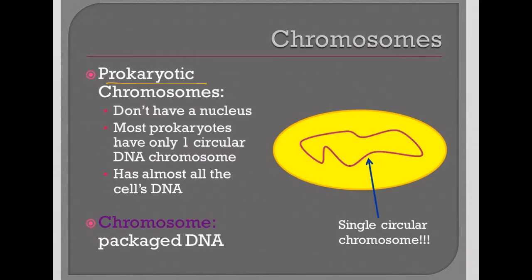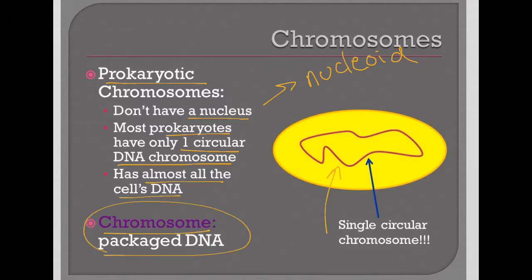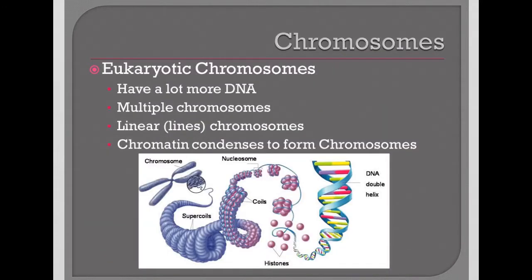In prokaryotes, prokaryotes do not have a nucleus. Their DNA usually is in a particular region of the cell called the nucleoid. And most prokaryotes only have one circular DNA chromosome, so it has basically one piece of DNA, and it is in the form of a circle. That basically has almost all of the cell's DNA. And as mentioned before, a chromosome is basically a packaged version of DNA.